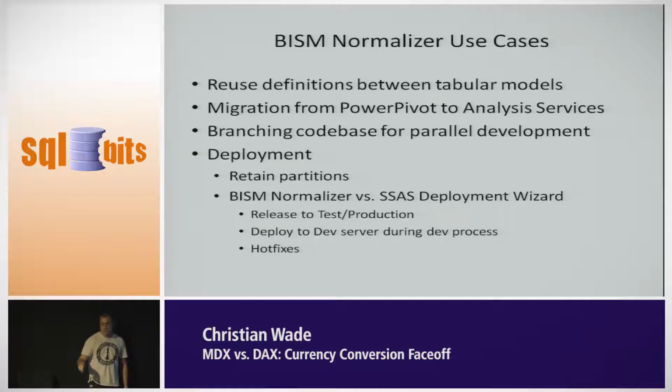And actually, this is pretty much the same use case, the way I see it, as BIDS Helper's Deploy MDX Script, but obviously that's for multidimensional and BISM Normalizer is for tabular. So with BIDS Helper's Deploy MDX Script, you make a change to an MDX calculation, you want to deploy to dev, and you still want to retain partitions on dev as well, because you want dev to match up with test and production.